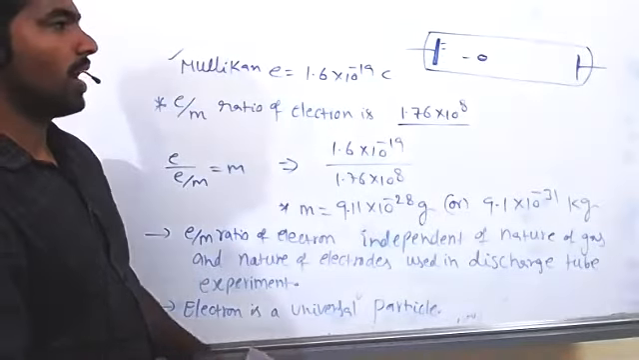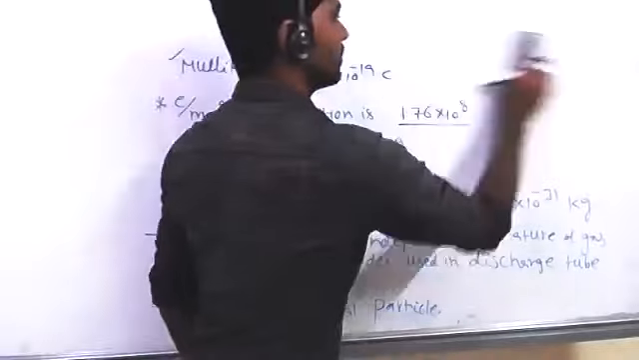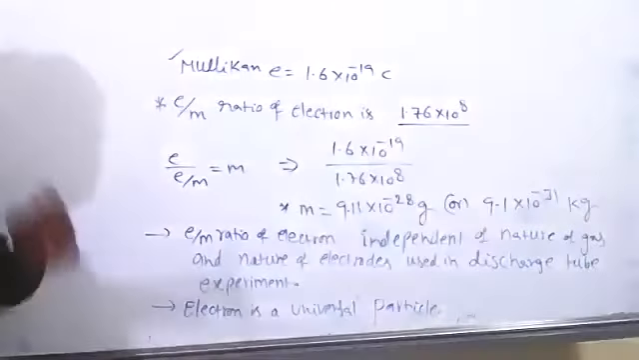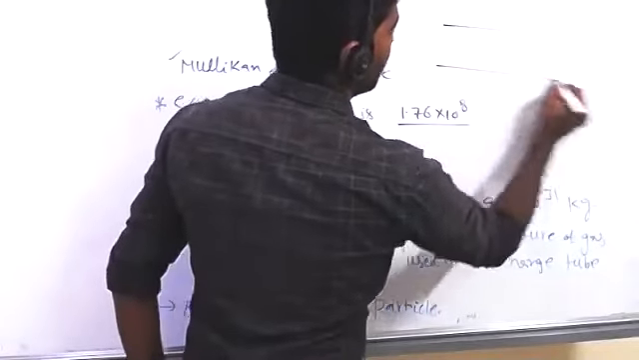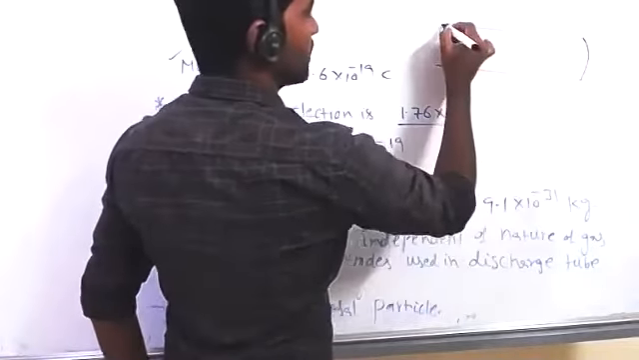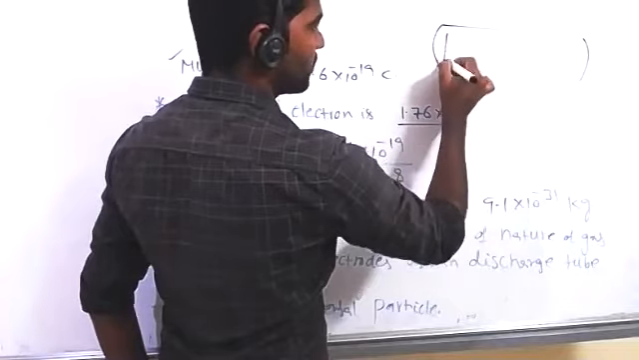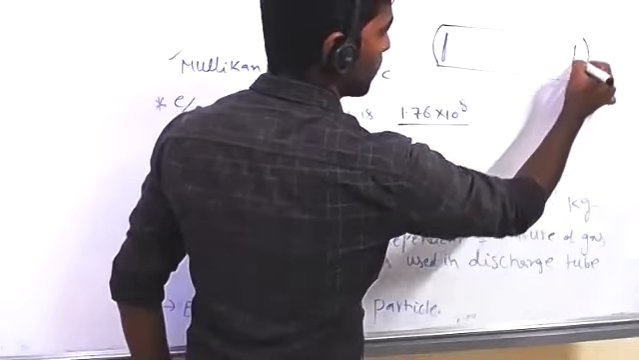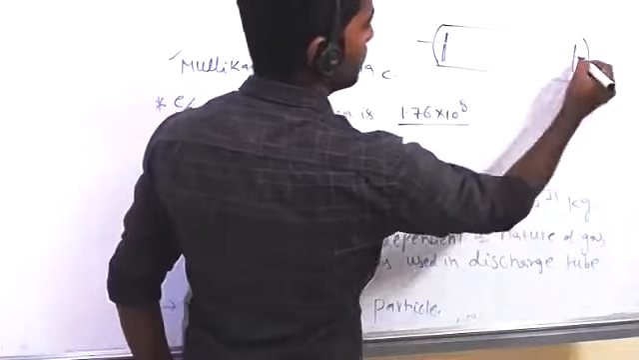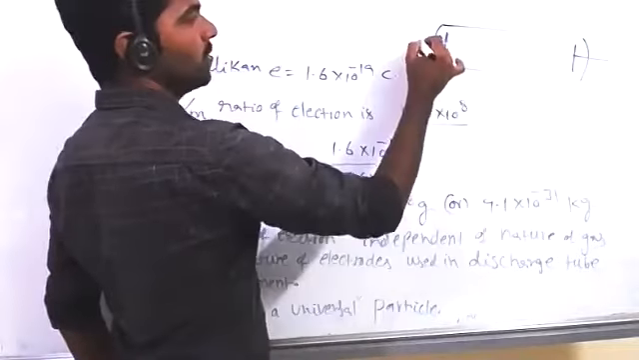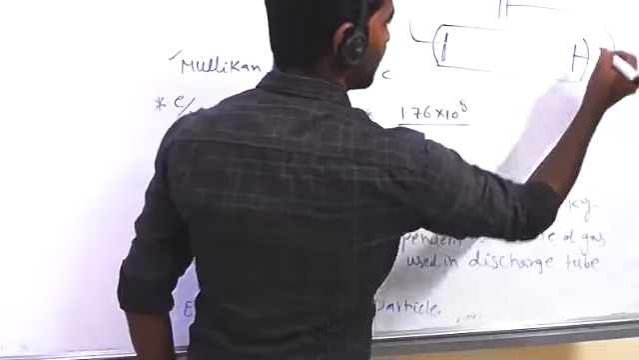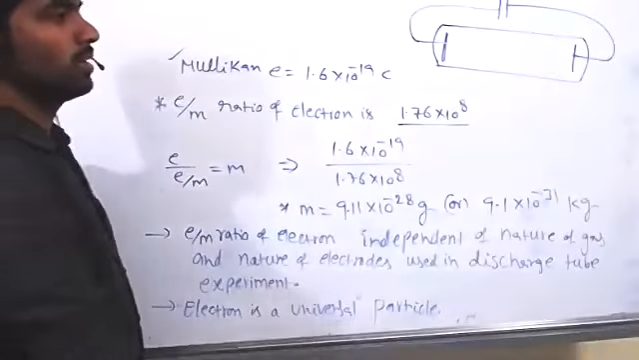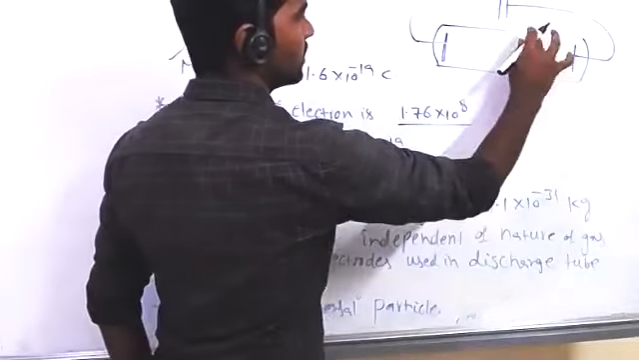Now come to the anode rays. Here also the experiment is the same. But in the discharge tube, we maintain only one kind of gas, either hydrogen or nitrogen or oxygen. One kind of gas we need to use in the discovery of the proton. So in this experiment also, high voltage is connected between the electrodes. Here the gas is also maintained at low pressure.